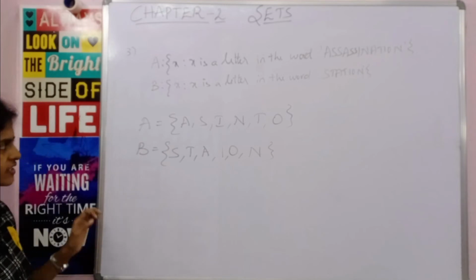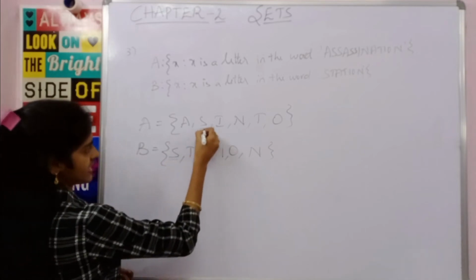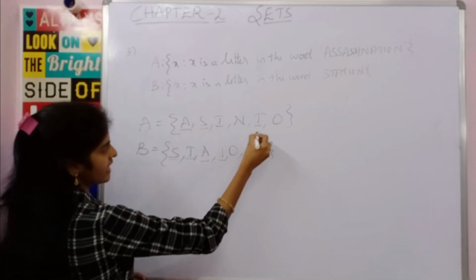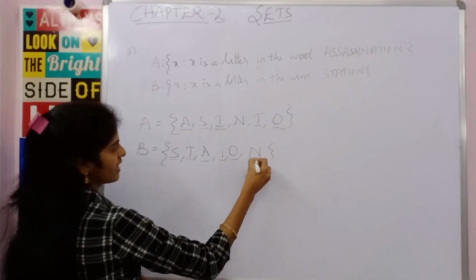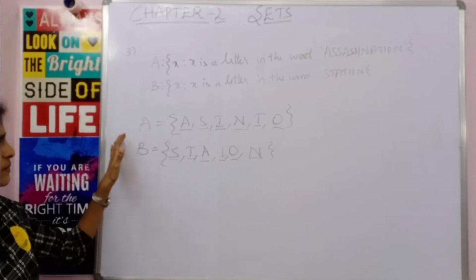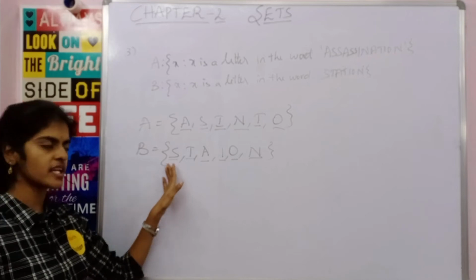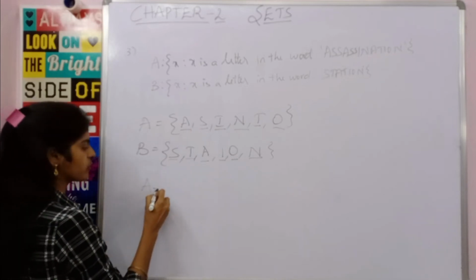Now just see, you have S here, you have S here. You have T, you have T, A, I, O, N and N. So you can see every element of A is also an element of B and every element of B is also an element of A. So you can say A equal to B.